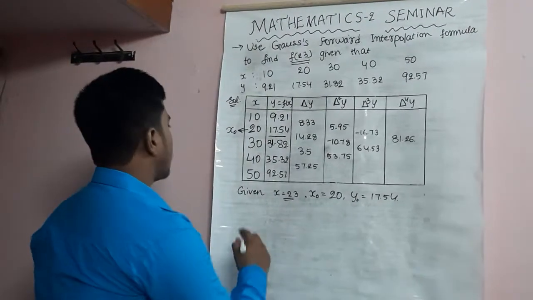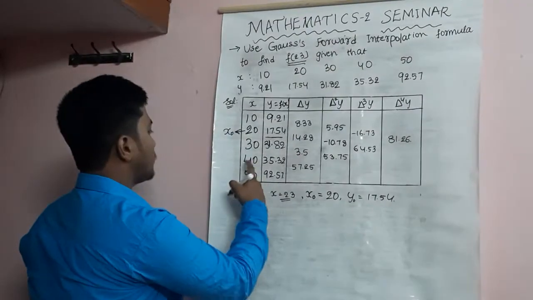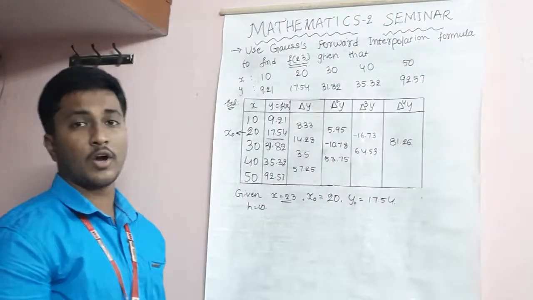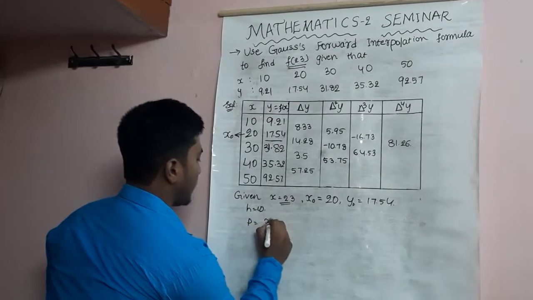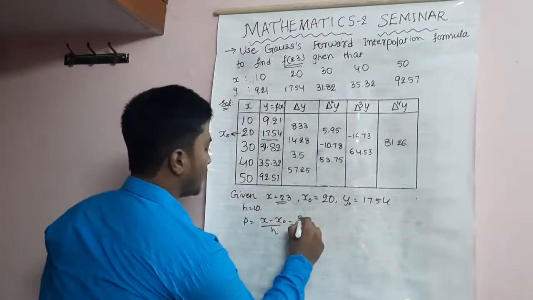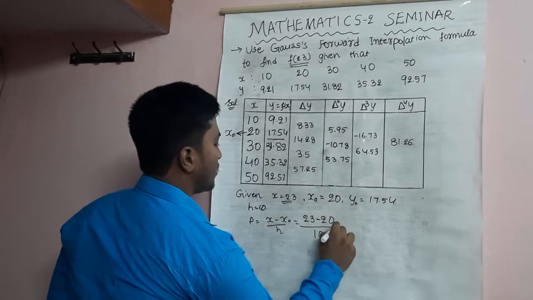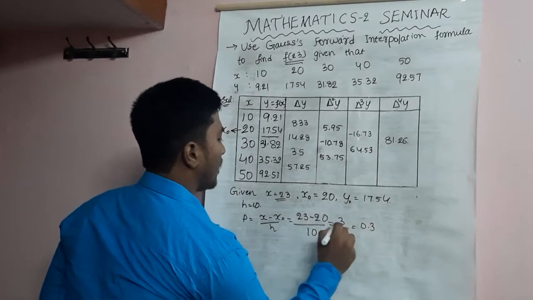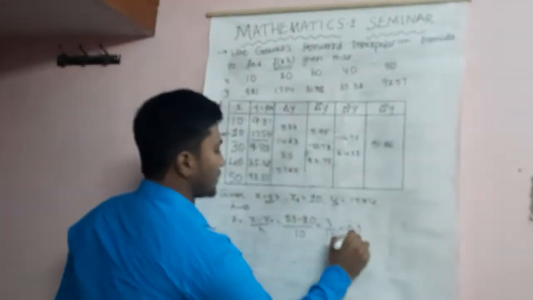Now we should take the interval of difference, that is h. So h is the difference between any two values, h equal to 10. Now we have the formula to find p. So the formula is p equal to x minus x naught by h. So what is x here? 23 minus x naught, which is 20, by the interval of difference h, which is 10. So 3 by 10, it is 0.3. Already we know the range of p lies between 0 to 1. So we got the p value as 0.3.